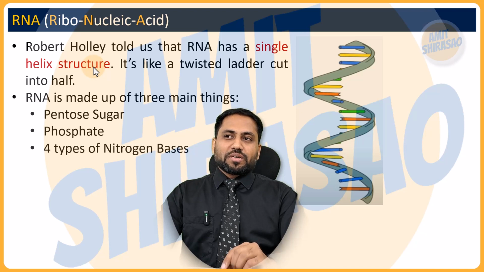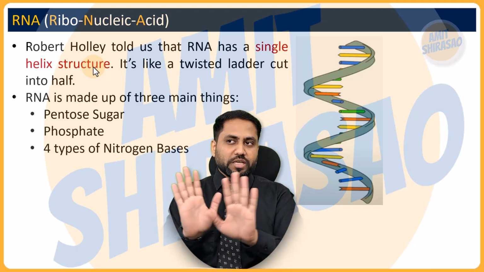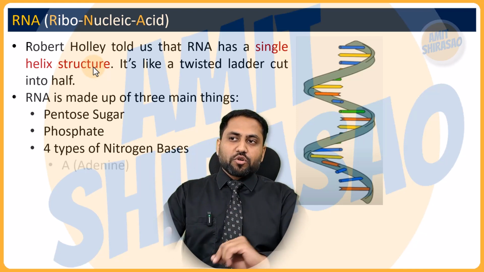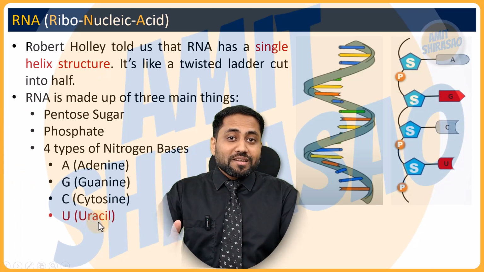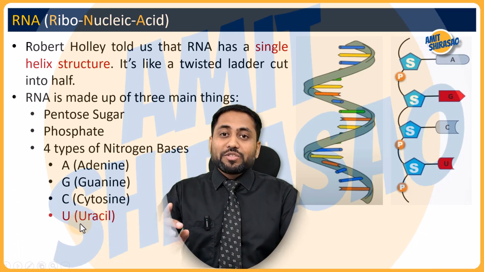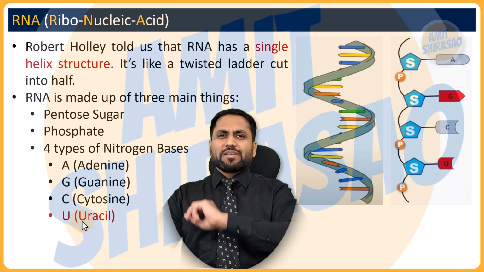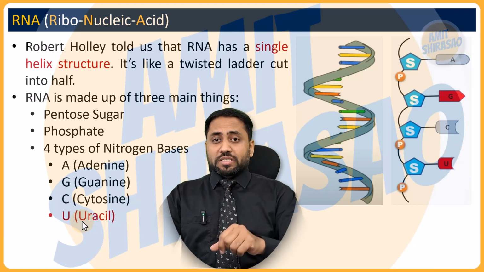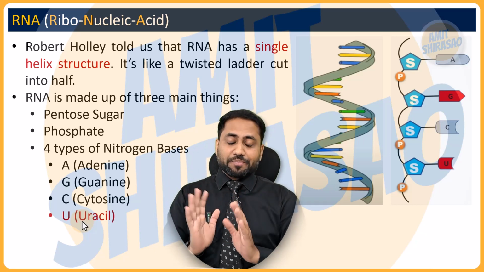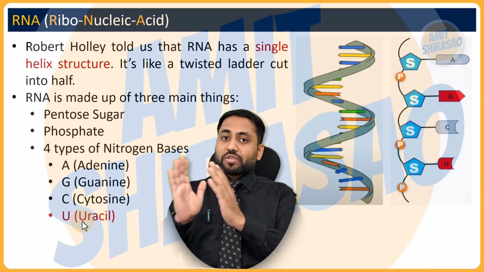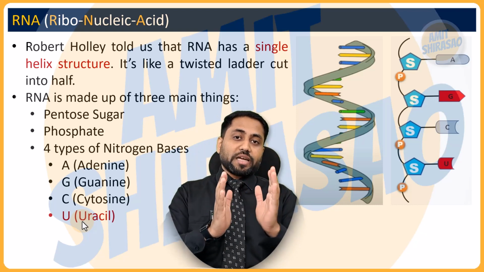RNA is made up of 3 main parts again: pentose sugar, phosphate, and 4 nitrogen bases. So till now everything is common, but these 4 nitrogen bases are adenine, guanine, cytosine, and uracil. Instead of thymine, there is uracil in RNA. So there are two basic differences between DNA and RNA. First thing is DNA is a double helix structure, RNA is a single helix structure. Second difference is instead of thymine nitrogen base, RNA has uracil nitrogen base.